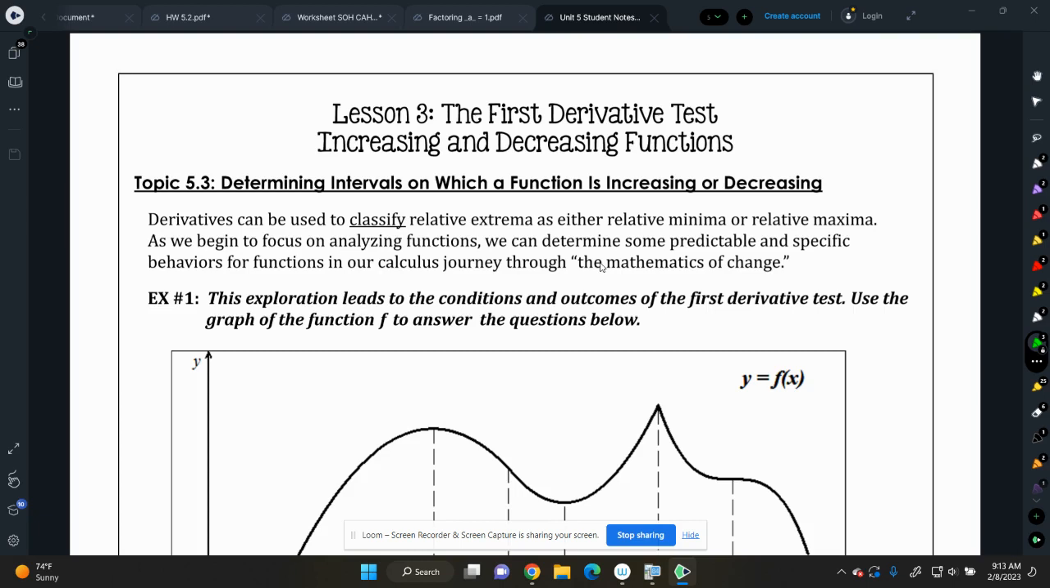So when we go to college next year, not BC, AB, should I take Calc 1 again or should I go to Calc 2? If you get a 5 on the exam, go to Calc 2. If you don't get a 5 on the exam, take Calc 1. So I'll be going to college.